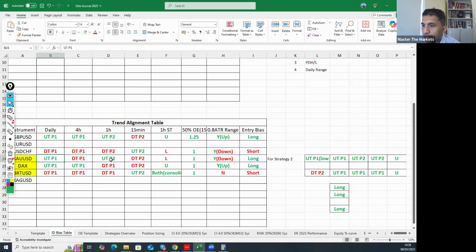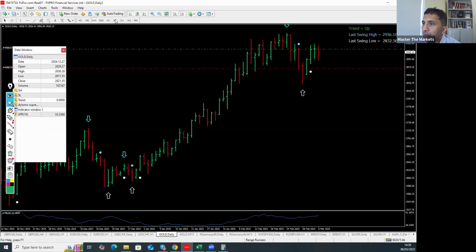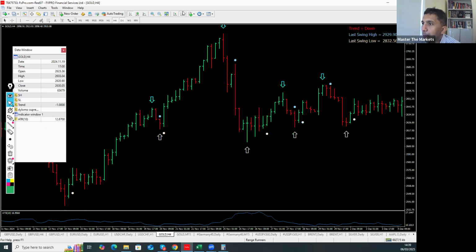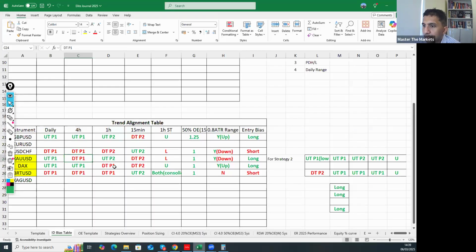Gold uptrend phase one, downtrend phase one on the 4 hour. Let me just quickly take a look on the 4 hour over here. Yeah, so this was a downtrend phase one, if you can see that, but it's bouncing up very quickly. So we can see that downtrend phase one here, sorry, on gold, downtrend phase one. And then on the 1 hour, that's an uptrend phase two, right?